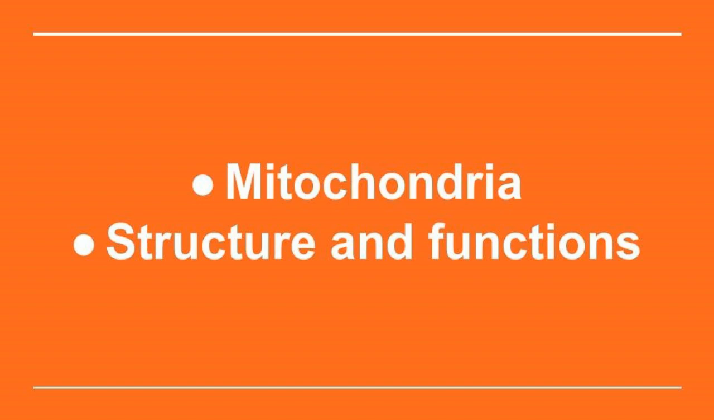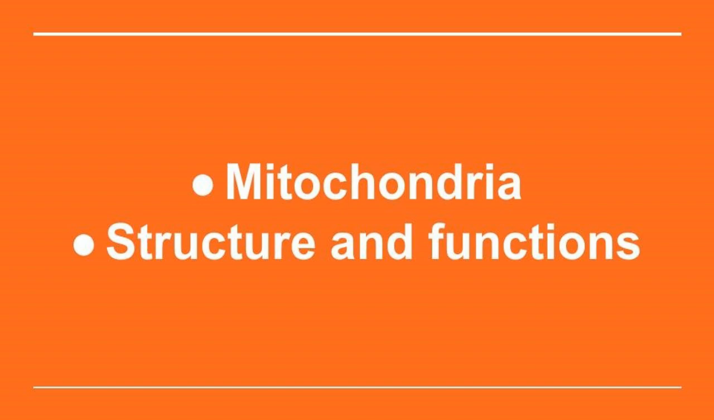The next chapter is mitochondria, and the structure and functions of mitochondria. Mitochondria is a filamentous or granular cytoplasmic organelle present in the cell. Mitochondria was first discovered by the scientist Kolliker in 1857. Mitochondria are organelles within the eukaryotic cell that produce adenosine triphosphate, that is ATP, which forms the energy currency of the cell. And mitochondria is otherwise called the powerhouse of the cell.